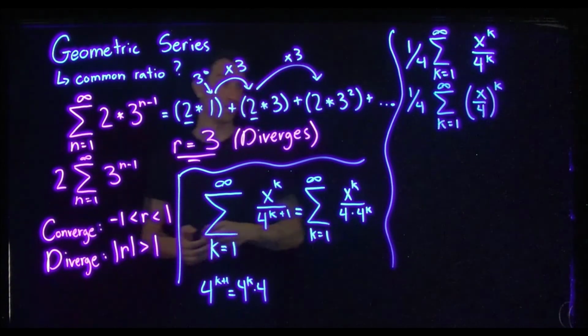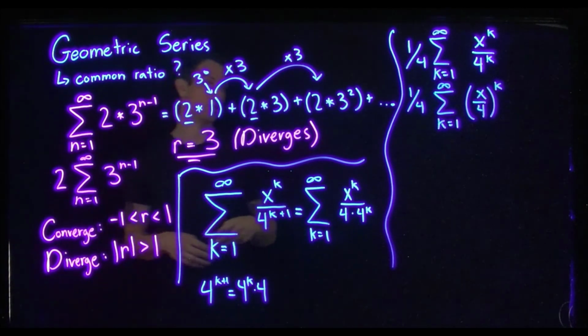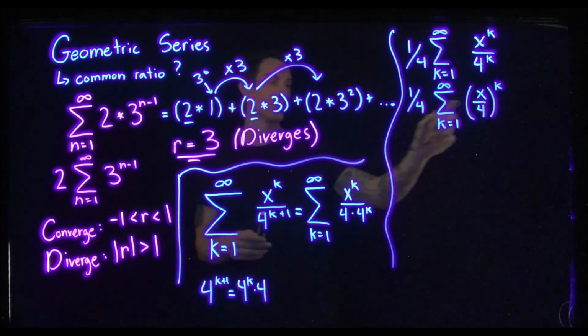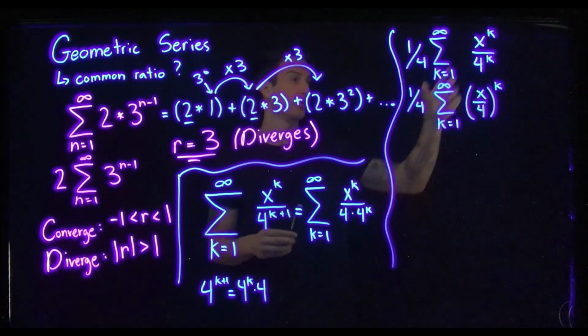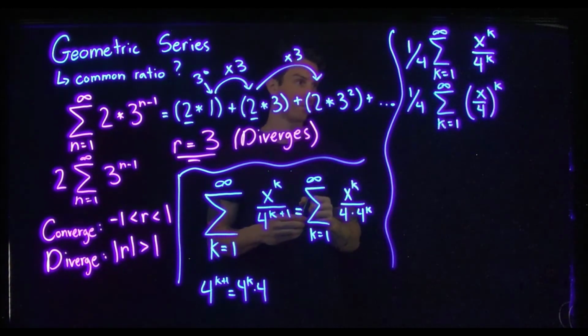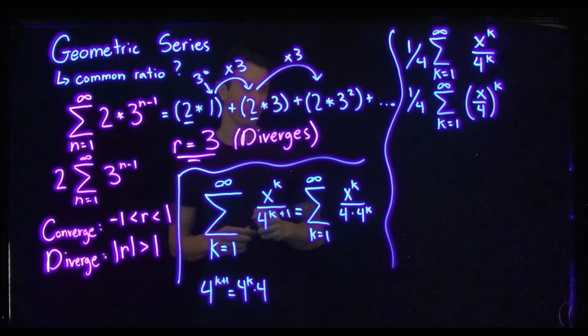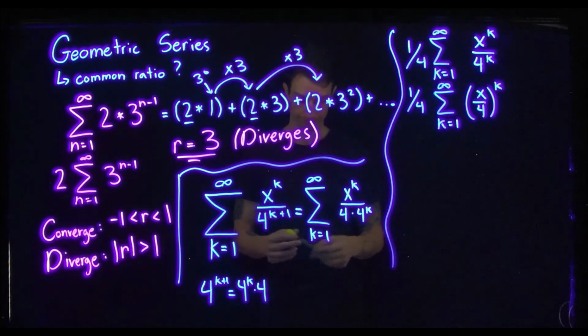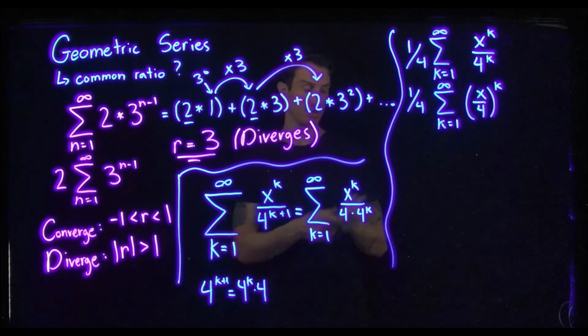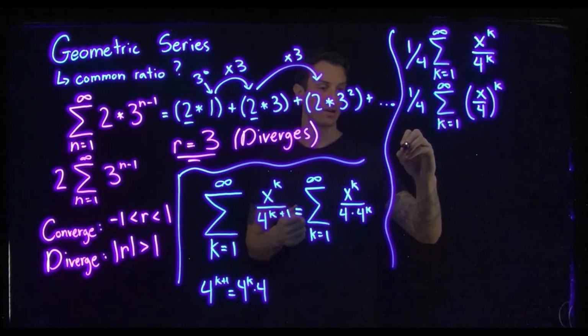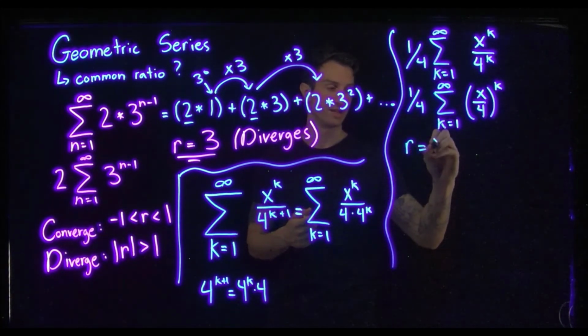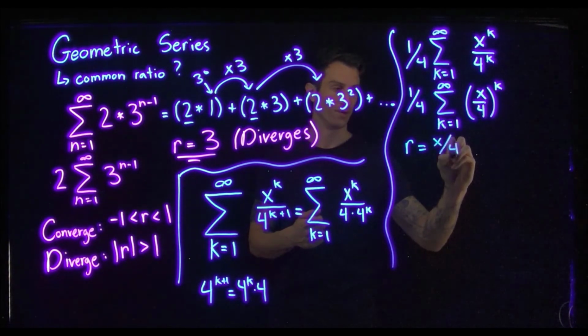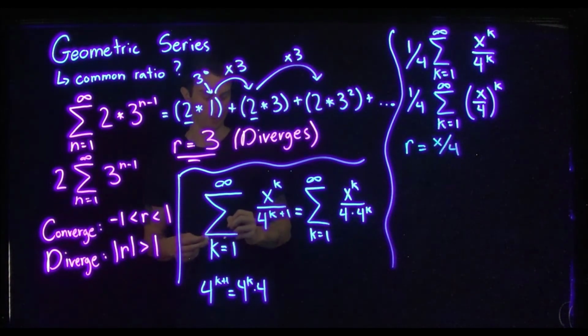Even though we don't know what x is, we know what our common ratio is, because if you write out some terms here, what are we multiplying by each time? We'd be multiplying by an additional x over 4. So we know our common ratio here, so r is equal to x over 4. This is our common ratio.